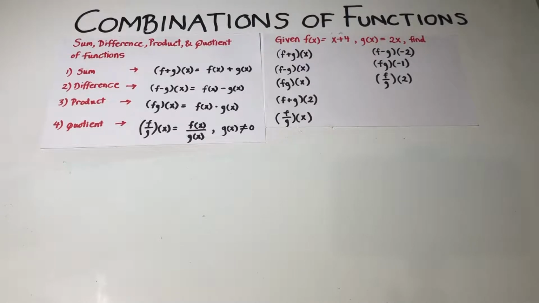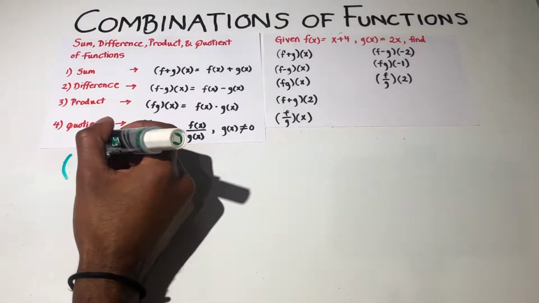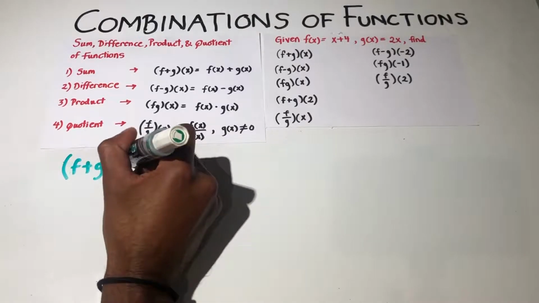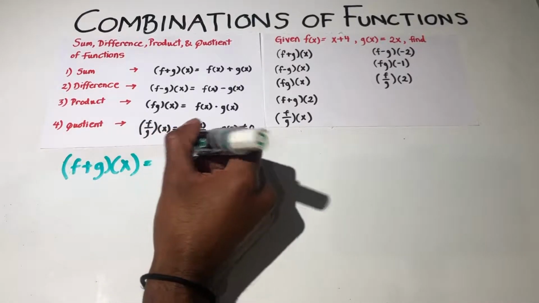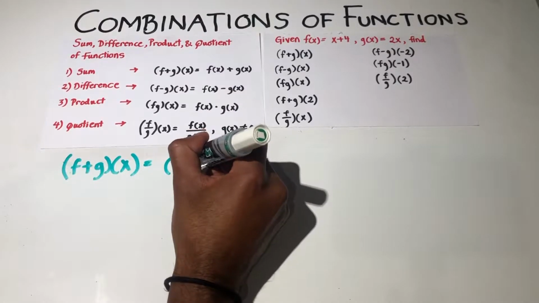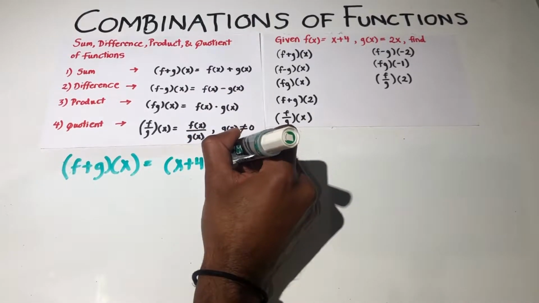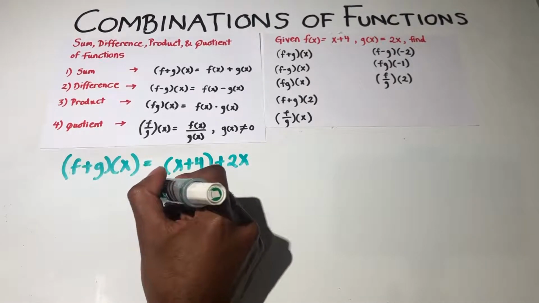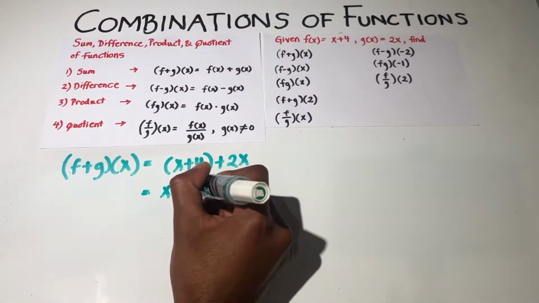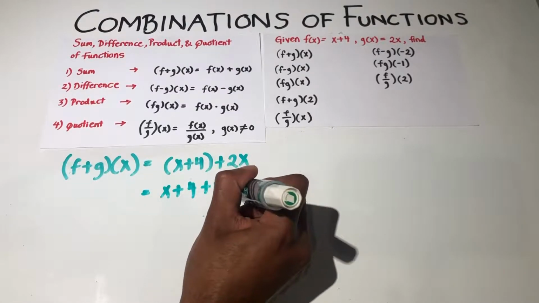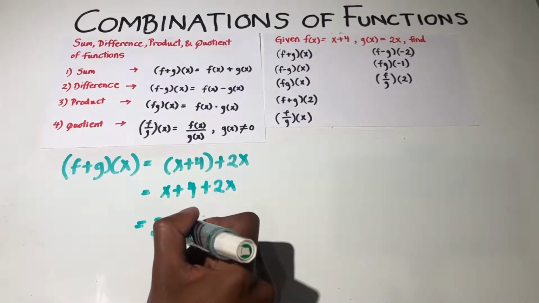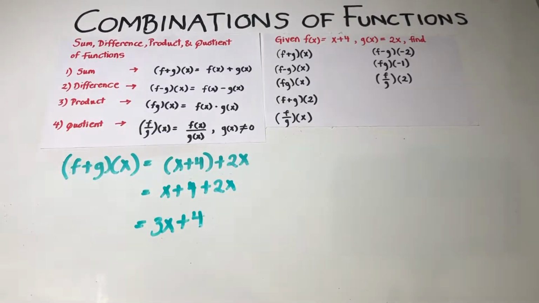So let's begin with our first problem. We have f plus g of x. That's going to give us x plus 4 plus 2x. If we break down the parentheses, we're going to get x plus 4 plus 2x. And if you group like terms, that's going to give us 3x plus 4. And that's it.